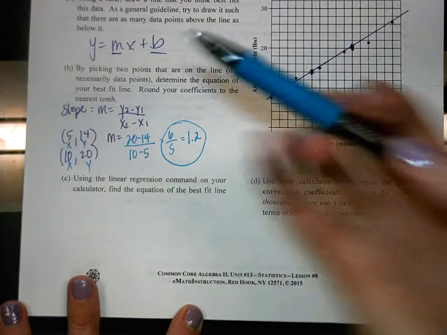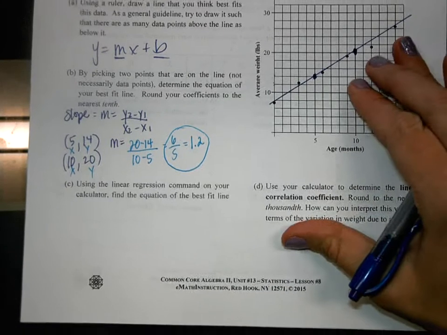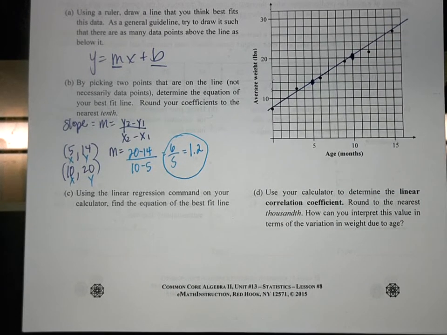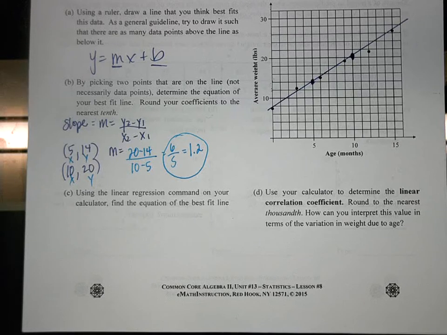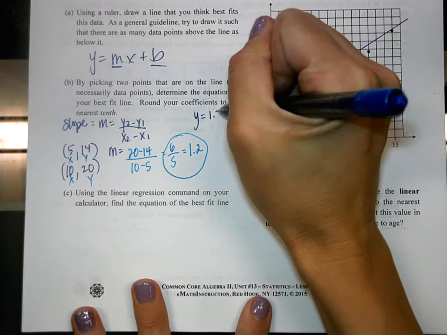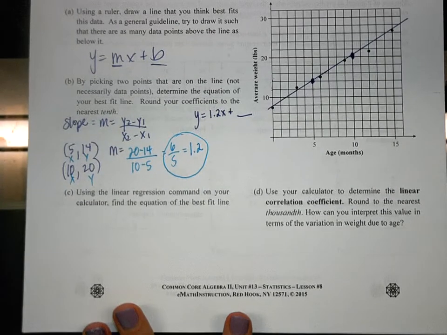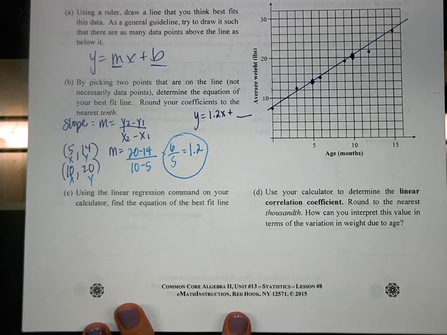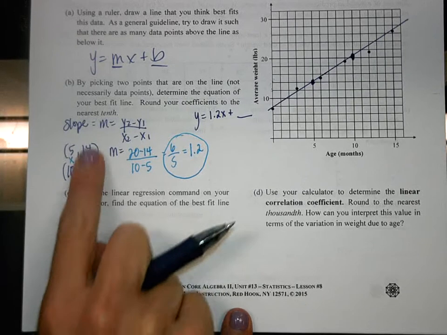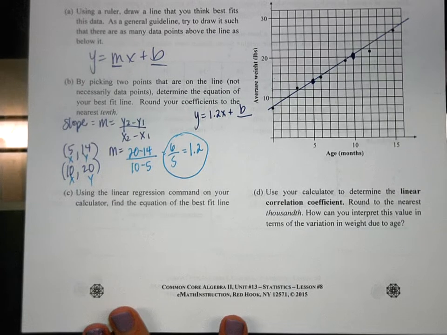How do I find my b? Who thinks they know how to find the y-intercept, the b value? So if I'm writing my equation right now, I would have y equals 1.2x plus, I need a value there. How could I figure out what that is? Plug in one of those points. And this is my b, my missing value, and I can solve for it.